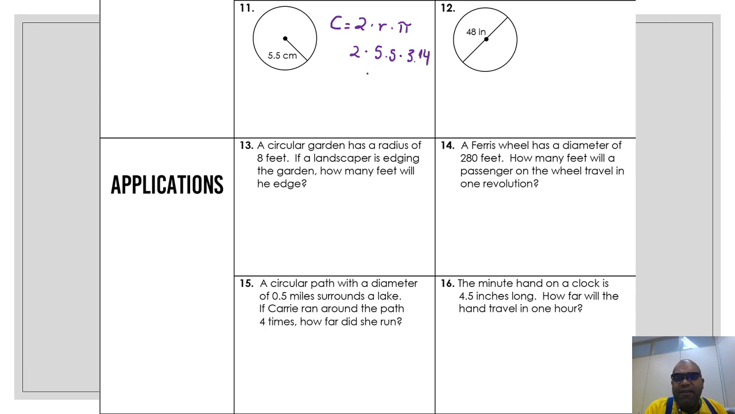2 times 5.5, guys, is 11. 11 times 3.14. Okay, let's do it. I'll do the opposite: 3.14 first and 11 here. 1 times 4, 4. 1 times 1, 1. 1 times 3, 3. Plus 1 times 4, 4. 1 times 1, 1. 1 times 3, 3. Let's add everything. 4 plus 0 is 4. 1 plus 4 is 5. 3 plus 1 is 4. And 3 here. How many decimal places do I have? 2. So the perimeter, guys, is 34.54 what?